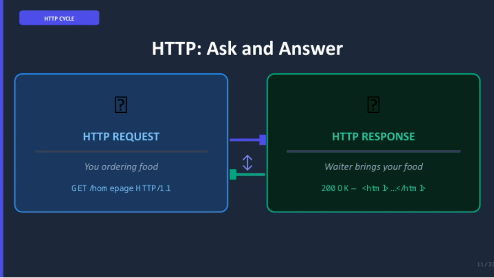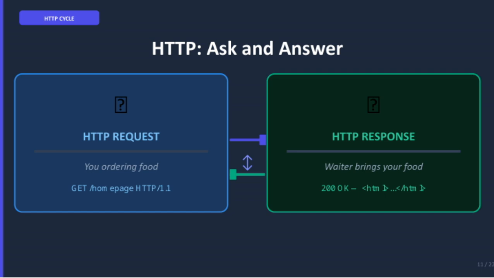So here we see an example of a typical HTTP cycle using a restaurant analogy. When you place an order, it's like sending an HTTP request. In this case, the request is a GET request, asking for the home page. You can see the request details, such as GET HTTP/1.1, which indicates you're asking the server to retrieve the home page.